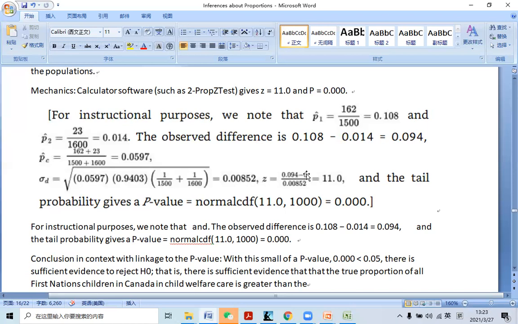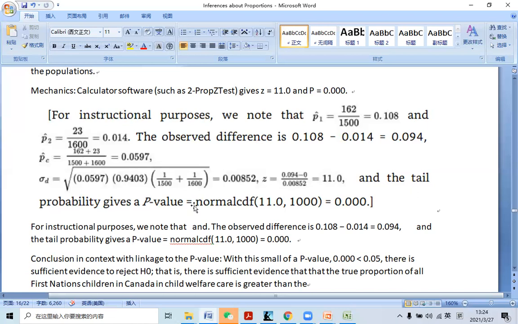How far away are you from the zero? You want to know how many standard deviations your observed difference is from zero. The further away from zero, the more likely the real difference is non-zero. And the standard deviation you have estimated is 0.0852. And so your observed difference is 11 standard deviations. That's a lot, 11 standard deviations from zero.